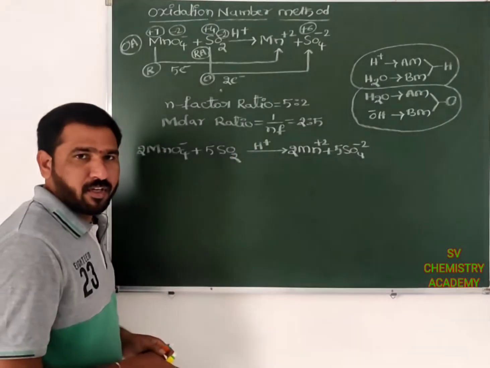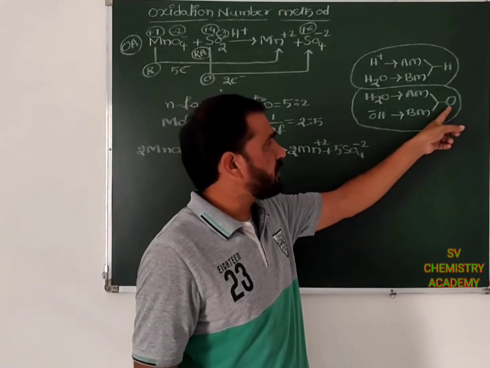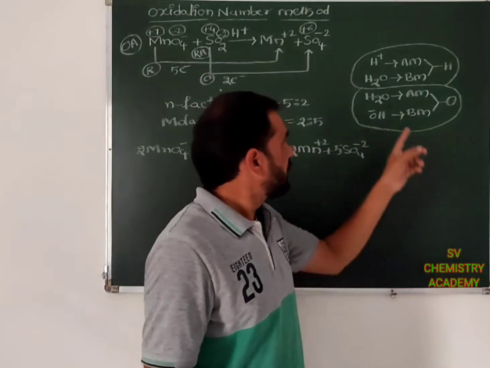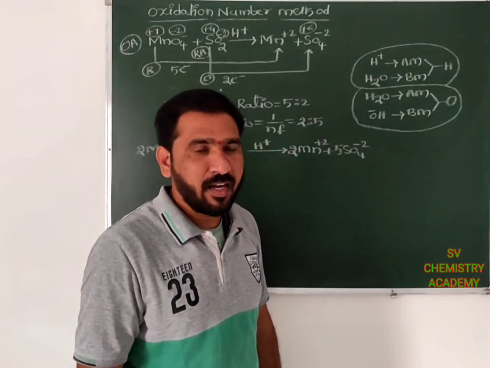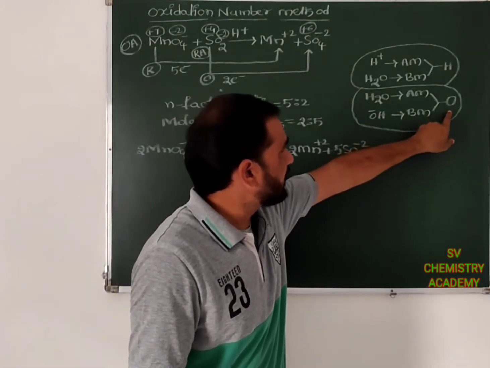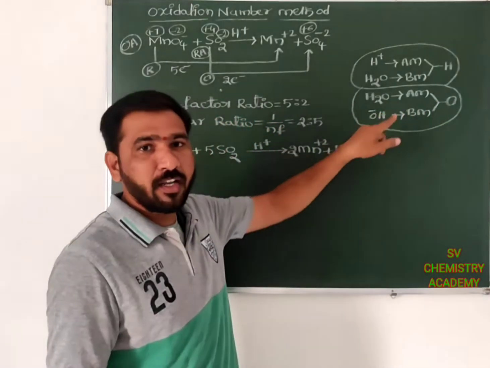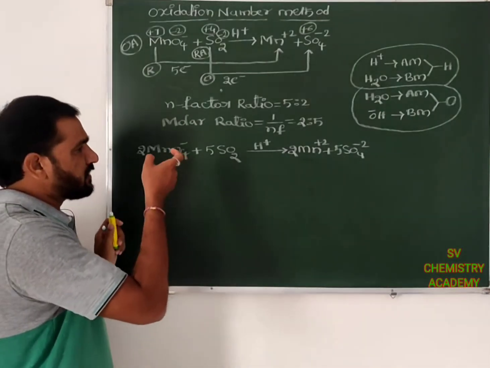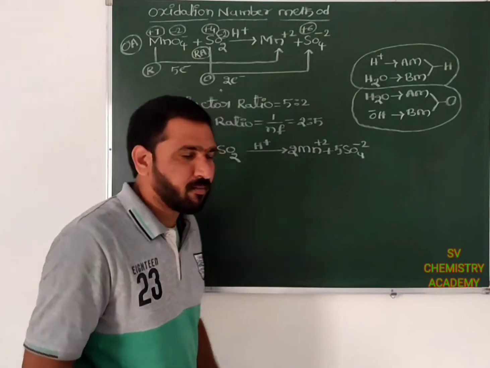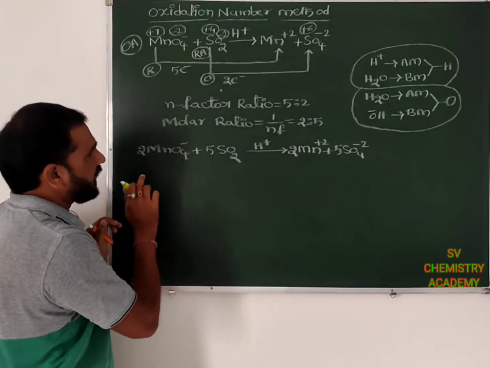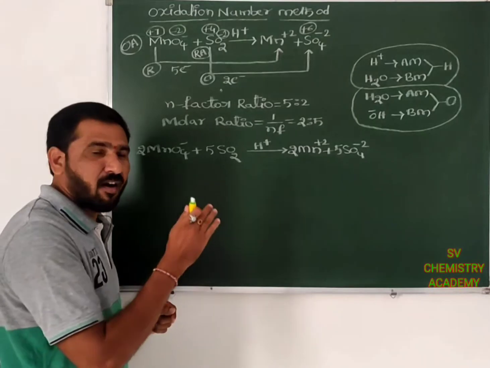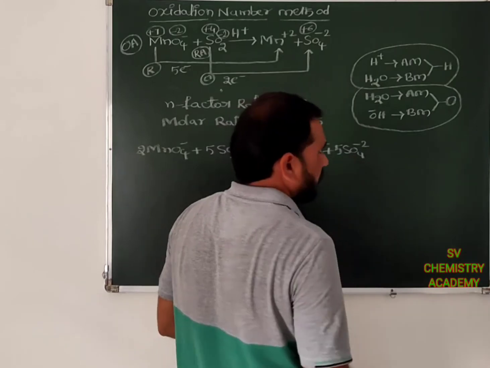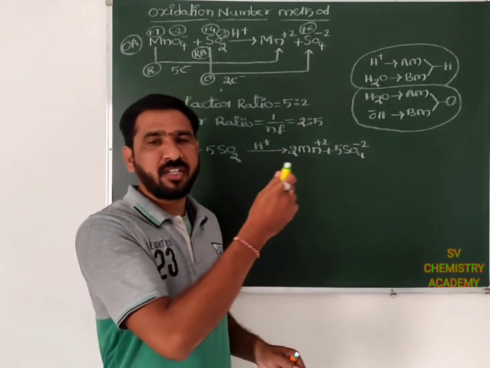Then coming to this reaction, the reaction is going on in acidic medium. Next step, balancing of oxygen; last step is balancing of hydrogen. To balance the oxygen in acidic medium, we need to add a water molecule to the deficient side. Before that, we need to calculate the number of oxygens on the reactant side and product side. On the reactant side, 2 into 4 is 8, 5 into 2 is 10, totally 18 oxygens. On the product side, 5 into 4 is 20, so 20 oxygens on the right side.